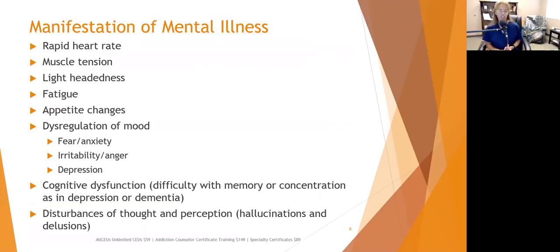Cognitive dysfunction is another thing that can be an example of mental illness. If you start having difficulty with memory or concentration. Now, norepinephrine and dopamine are two of your neurotransmitters that are involved with memory and concentration. And when people get anxious, when they get depressed, or when they start having other mental health problems, memory and concentration are some of the first things to go. So you do want to pay attention.